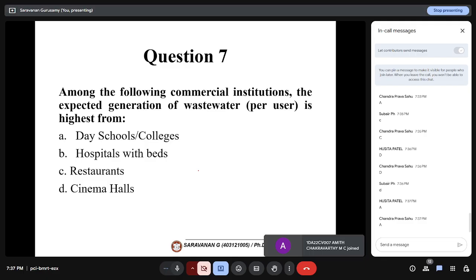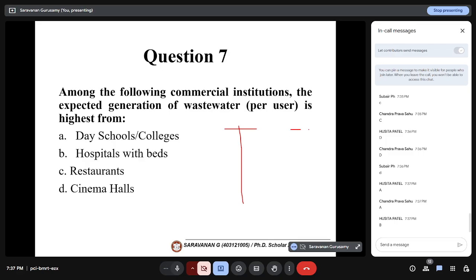Among the following commercial institutions, the expected generation of wastewater is highest from which? We have the CPHEEO 2012 manual for institutional or commercial institutions having different water consumption. For day schools, colleges, hospital with beds, restaurants, cinema halls, whichever has a higher value of water consumption will have more wastewater generation. Yes, hospital with beds. So which has lesser water consumption? Option 8, day schools and colleges? No. Schools and colleges will again have 25 LPCD. Cinema halls will have only 15 LPCD. So here the answer for highest is hospital.